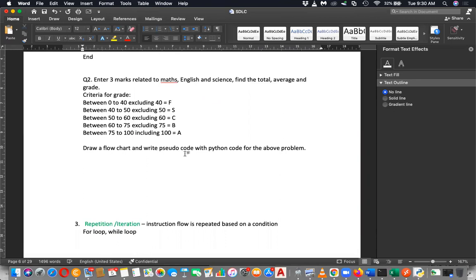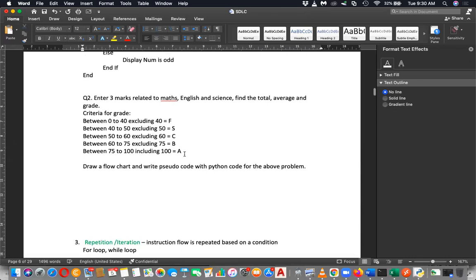Okay, 5 minutes to write all three. Is it 5 minutes to write the flowchart only, or all? No, all three. Okay, all three in 5 minutes is enough. So now you can do this faster, right? Okay.